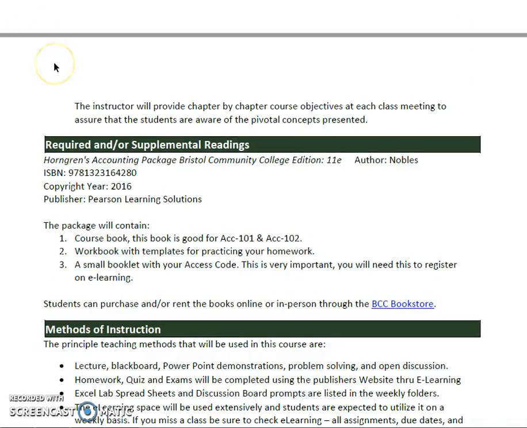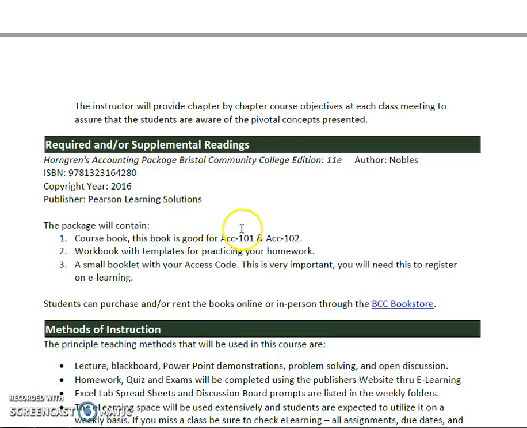The required supplemental readings. This is our book. This is our package. Horngren's Accounting Package, Bristol Community College Edition 11. The author is Nobles. This is the ISBN number, the year. I highly suggest that you get this from the BCC bookstore, because it being a BCC package, it comes with a workbook, and it comes with the most important code that you'll be using to enter the publisher's website. So you can do your homework, you can do your quizzes, and you can do your exams.